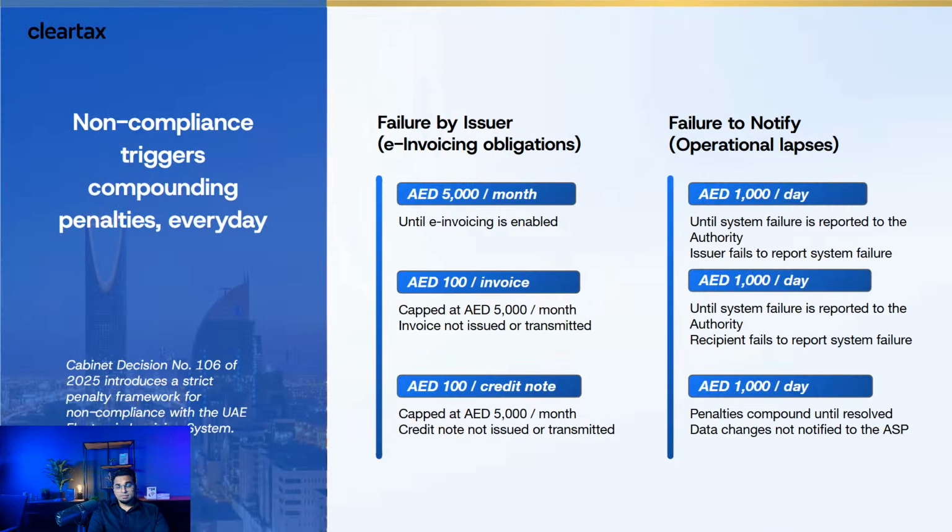And again, it's a compliance requirement. There are penalty implications for non-compliance. You can see there is a penalty of 5,000 dirhams per month if you do not comply on time. So if you don't appoint an ASP before the deadline, this is the penalty. And if you don't go live as per the deadline, there is a penalty of 100 dirhams per invoice and subject to a capping of maximum 5,000 per month.